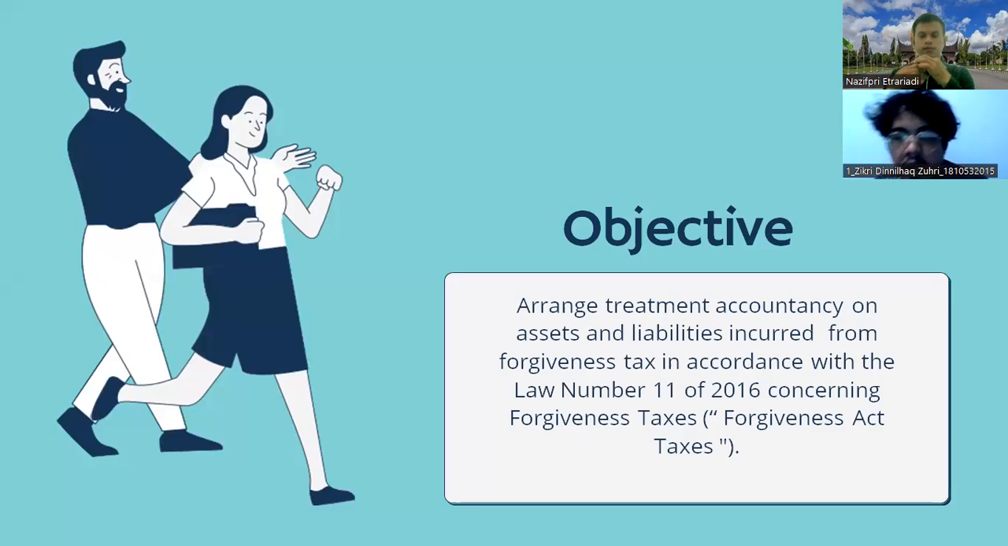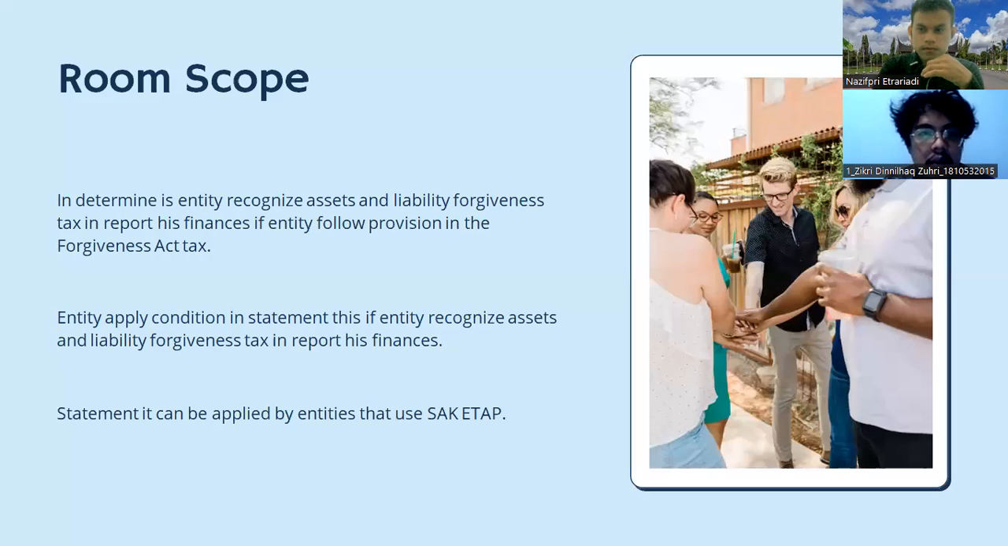The objective of PSAK 70 is to arrange the accounting treatment of assets and liabilities arising from tax amnesty, in accordance with Law Number 11 of 2016 concerning Tax Amnesty, or the Tax Amnesty Act. The entity recognizes tax amnesty assets and liabilities in its financial statements if the entity follows the provisions in the Tax Amnesty Act. This statement can be applied by entities that use SAK ETAP.